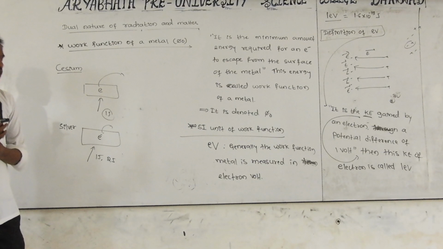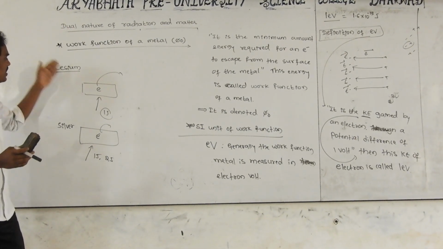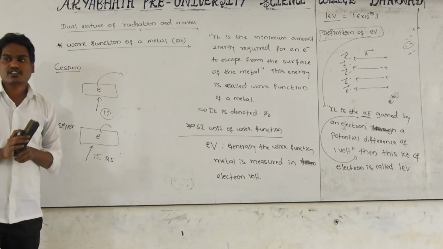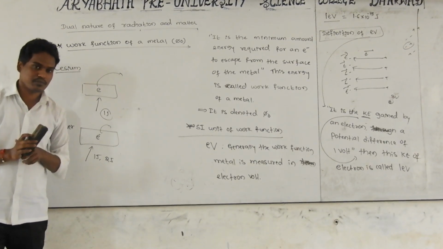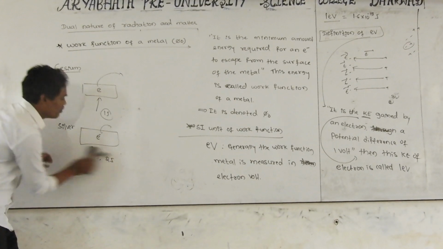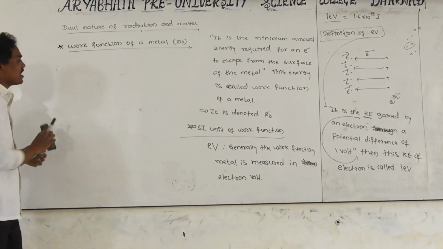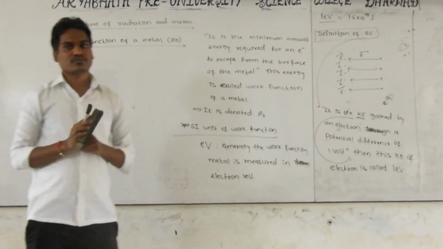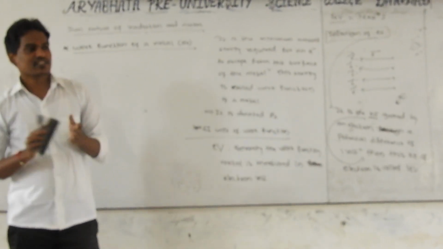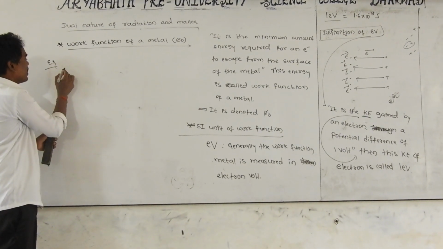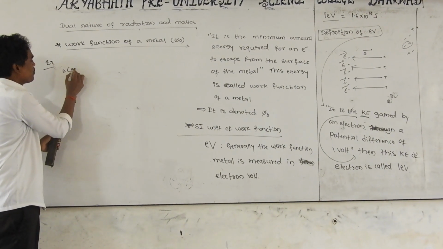Then what do we have to understand from this? For each and every metal, the work function is not the same. Getting? That's why, for each and every metal the work function is different. Getting? We are giving some examples. See those examples. That is, the first one is cesium.